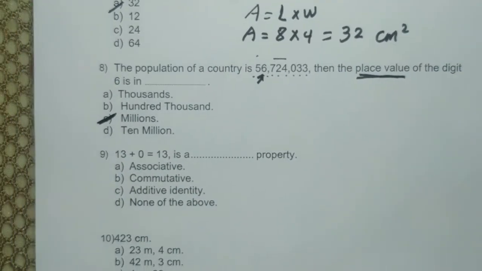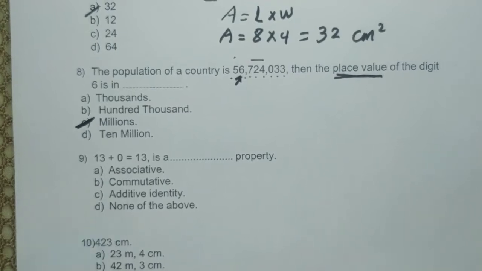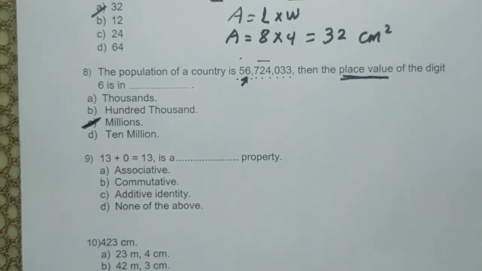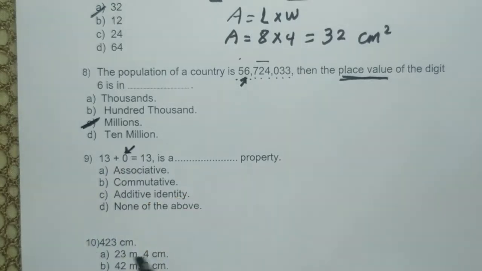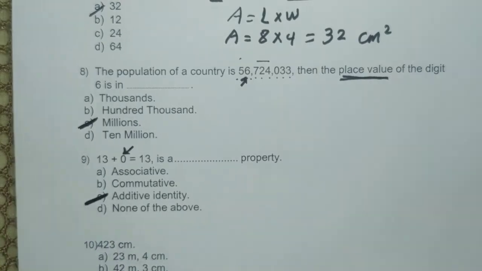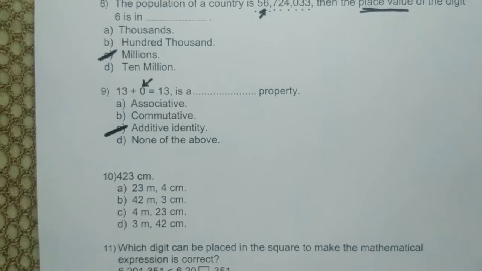Another question. 13 plus 0 equals 13 is a property. When I saw 0, its property will be additive identity. Additive identity.